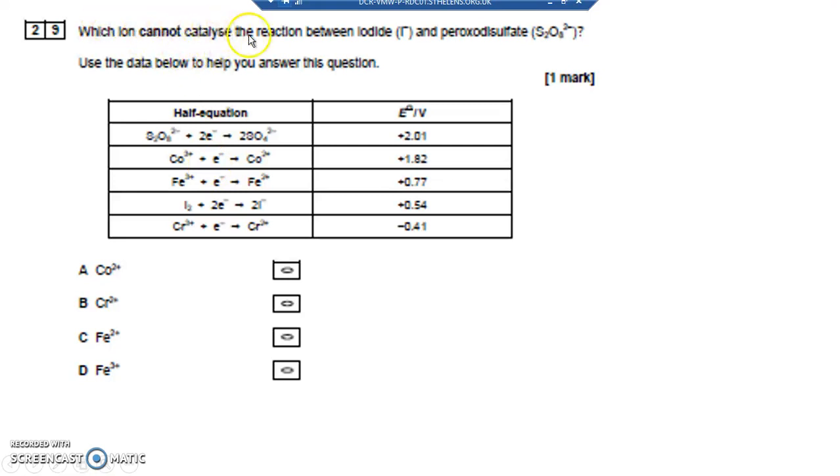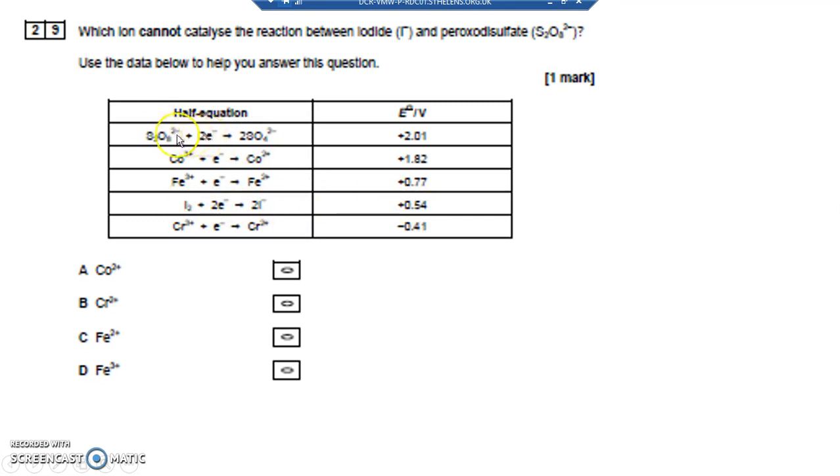Which ion cannot catalyse the reaction between iodide and peroxidisulfate? So let's have a look where iodide is here. It's been made in this reaction with an electrode potential of plus 0.54. So if it was a reactant reacting, it would start here and make iodine and 2e minus. And so if it were going in the other direction, it would be minus 0.54.